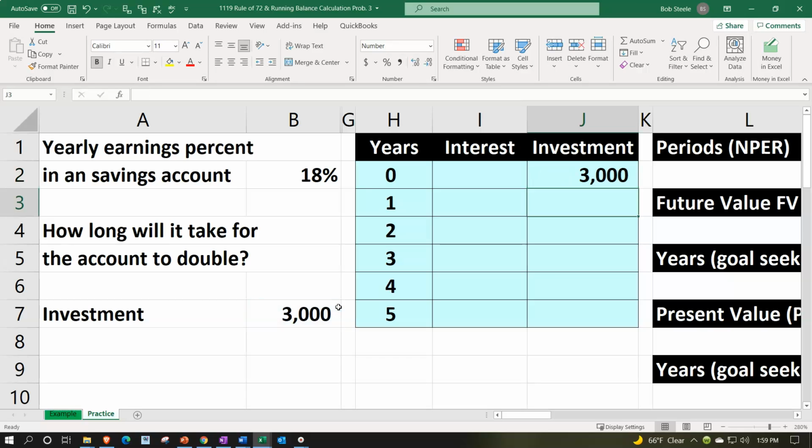So now let's multiply this out. So we're going to multiply it out in the interest. This is 1 year out. We're going to take the 3,000 times 18%. You can do that in a calculator, 3,000 times 0.18 or 18%. I'm going to do that with Excel, pulling the information from the 3,000 here and the 18 on the left.